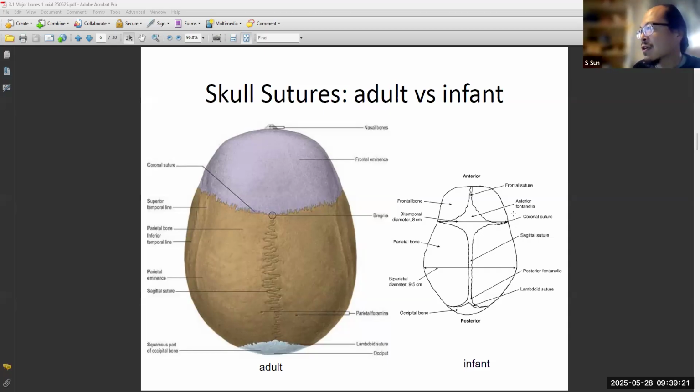You have the anterior fontanelle, and also the posterior fontanelle. Yeah, so those are the more open spaces in the infant. So that's the sutures. And then going back, here is the bregma. Sometimes people mention that. That's the junction between the frontal and the sagittal suture.